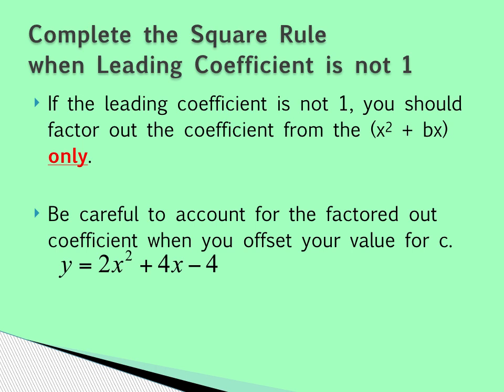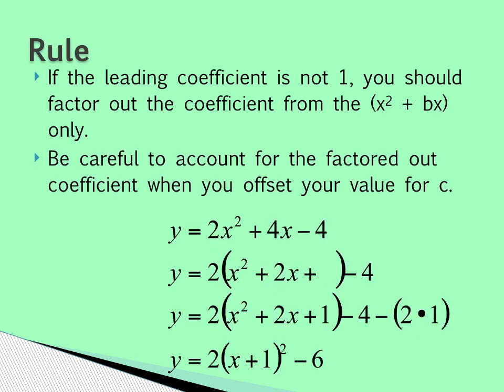So for here, I've got y equals 2x squared plus 4x minus 4. This is a case where the leading coefficient is not 1. So let's say I wanted to take this and rewrite it in vertex form. I wanted to complete the square to be able to graph this a little bit easier. So I've got all the work here, but I want to walk you through what these steps are and what we did in each spot.